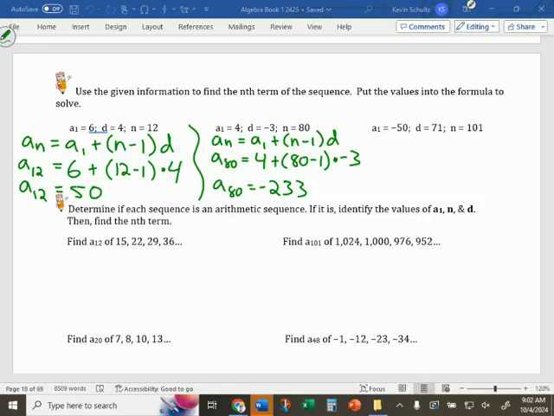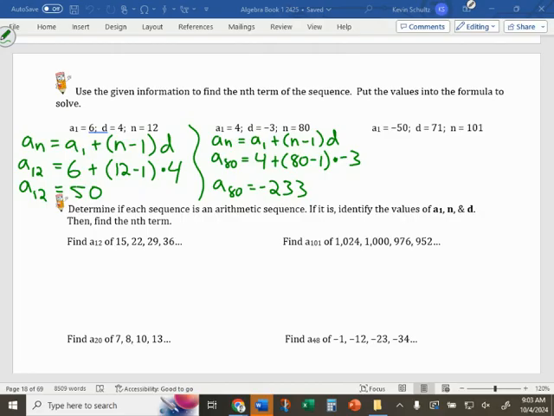If we're looking for the 12th term in the sequence, and we're given the first term, how many times are we actually adding 4? 11. That's why we subtract 1. Because that's how many times, 11 times, we are adding 4. The minus 1 is there because you're given the first term, which means you're only actually adding 4 11 times. You're only actually subtracting 3 79 times because the first term is given to you.